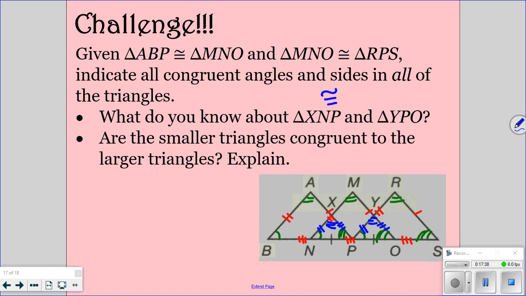And then if it asks about smaller triangles congruent to larger triangles, no, they're not going to be congruent because they're not the same size. Congruent triangles are going to be the same size. So if you've got one that's smaller or bigger than the other, there's no way for them to be congruent. So that would be your answer for your challenge question.